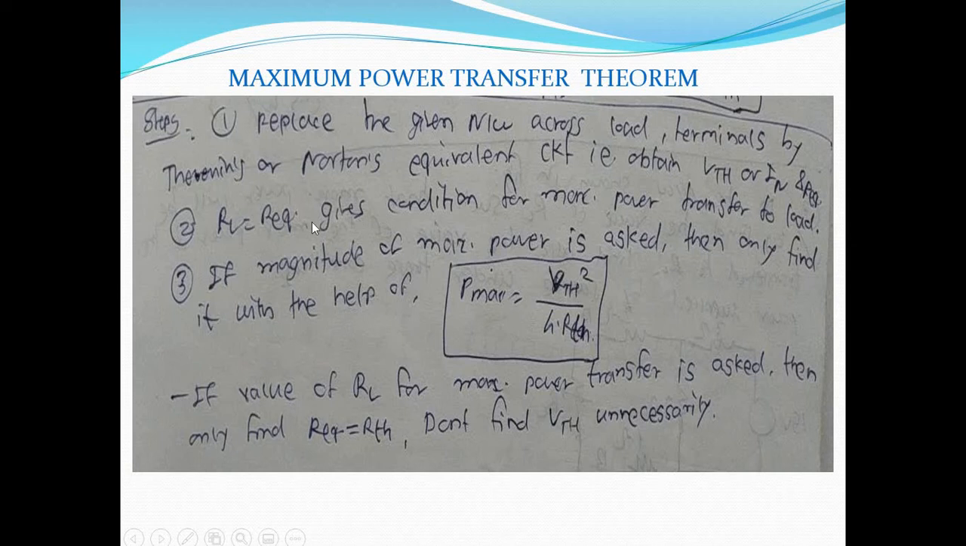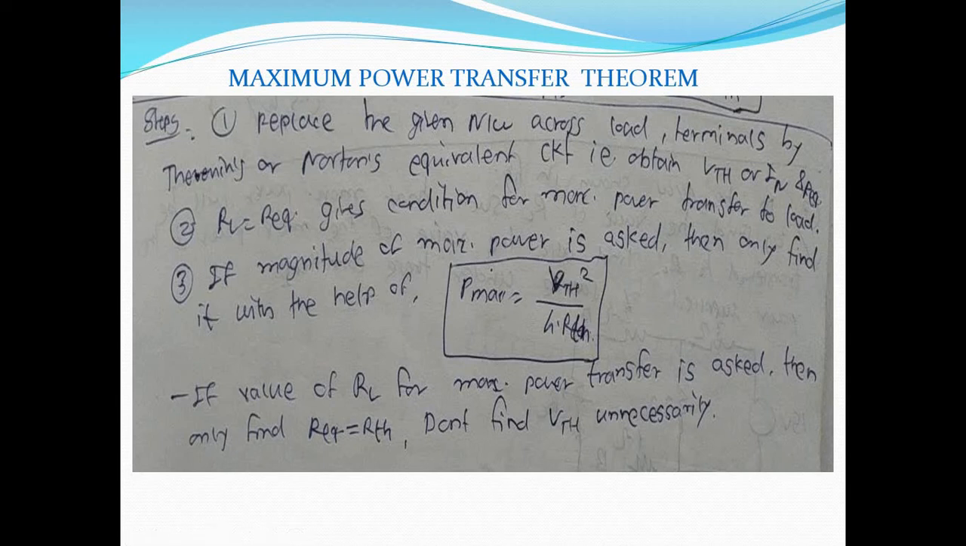Second one, when RL is equal to R equivalent, it gives the condition for maximum power transfer to the load. Third step, if the magnitude of maximum power is asked, then only find it with the help of the formula. What is the formula we have derived? Pmax is equal to Vth square upon 4 into Rth.